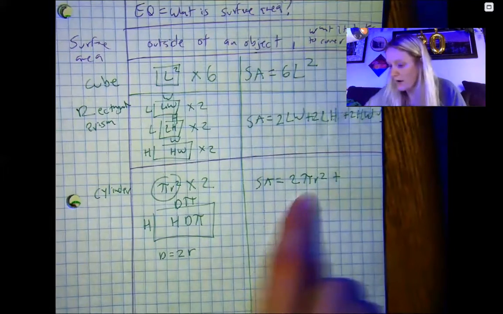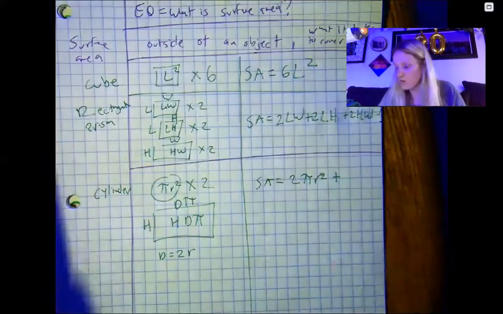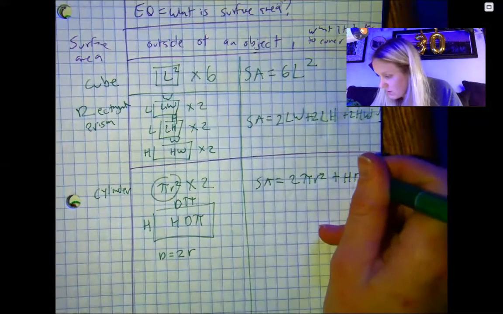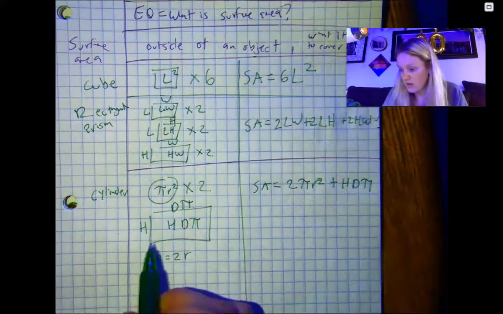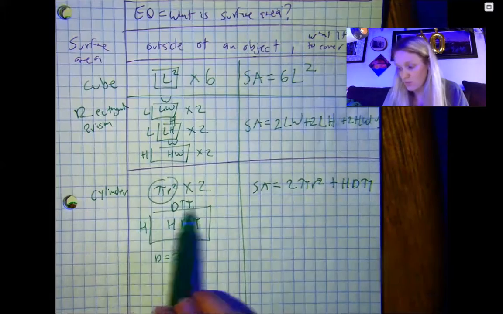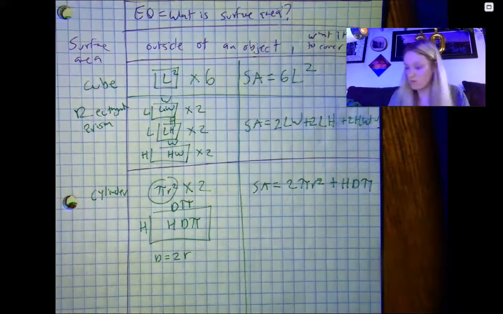So 2 pi r squared to get the area of the 2 circles, plus height times diameter times pi, because that is the area of that rectangle. Length times width, height times the diameter times pi, and don't forget the diameter is just 2 times the radius.